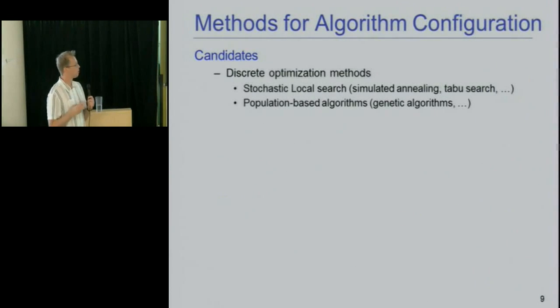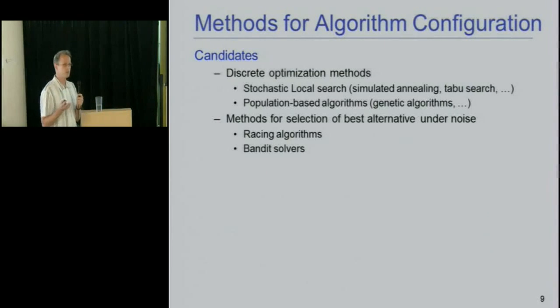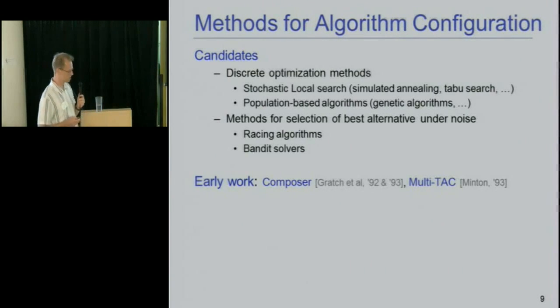Okay, so what type of methods would one use for algorithm configuration? Well, there are discrete parameters, so discrete optimization methods would be a natural point to start. For example, stochastic local search, simulated annealing, etc., or population-based algorithms, genetic algorithms, evolutionary strategies, etc. But there's also this noise, so you could also use methods such as racing algorithms or bandits. So in practice, it's going to be some of both worlds. But there aren't really many approaches out there.